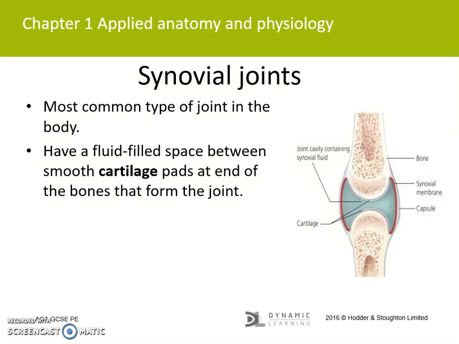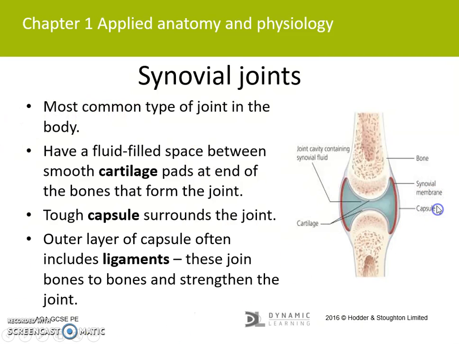So anytime there's impact, the cartilage acts like a cushion and stops any impact affecting the bone. You've also got a tough capsule which surrounds the joint. And you can see the capsule just over here on the right-hand side of the screen. And you've also got ligaments on the outside. Now, the ligaments join bone to bone, and we'll look a little bit more at them during the lesson. That really strengthens up the joint, having ligaments in between them.